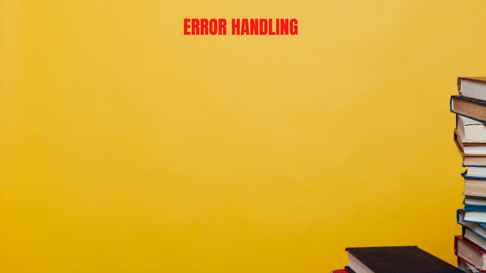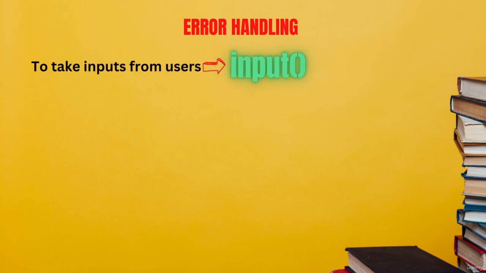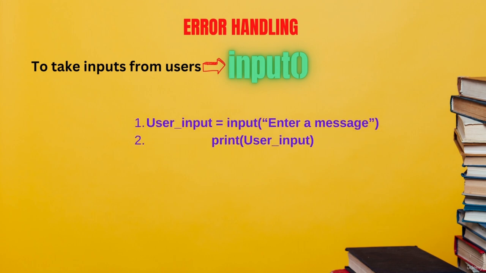Now, let's look at how to take in user input and then we will continue to understand error handling. To take inputs from users, we simply write a function called input. The function accepts user inputs as strings. We can also send a message in our console by writing a string inside the function. For example, this code here takes the input user as string.